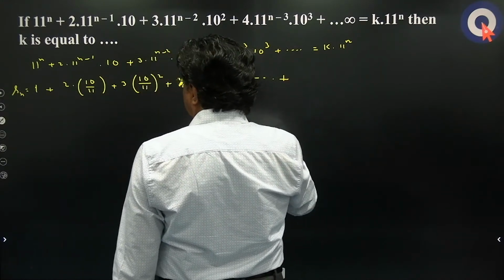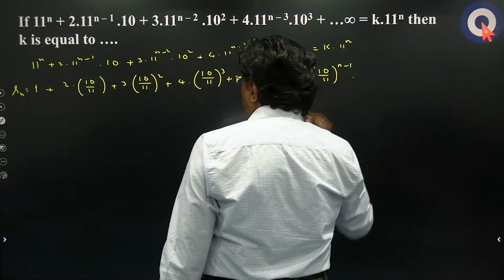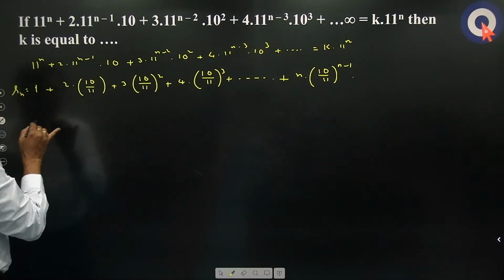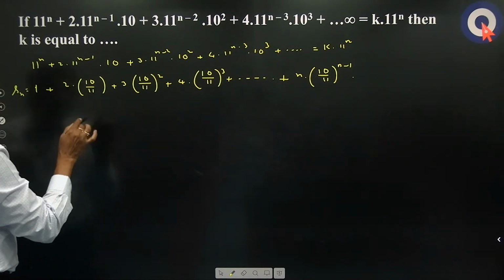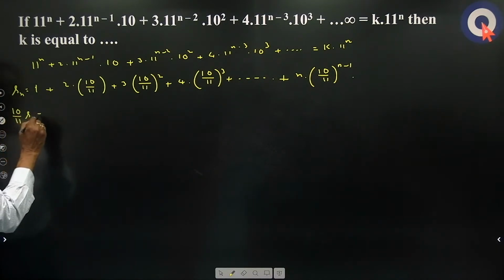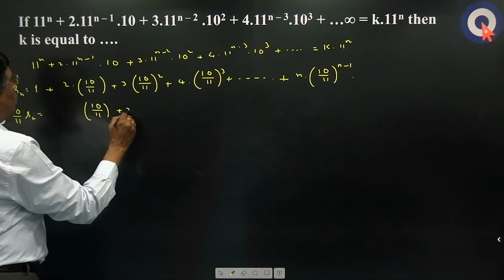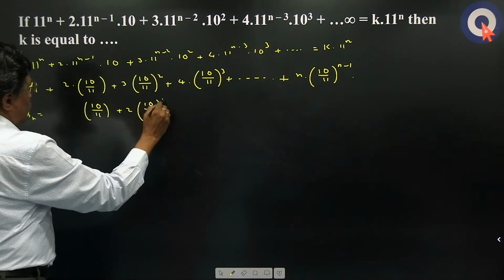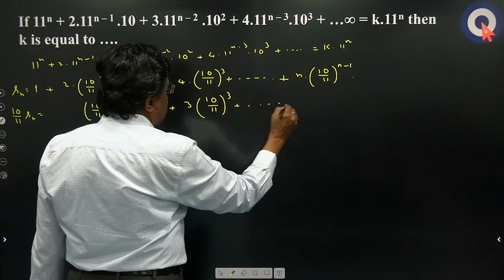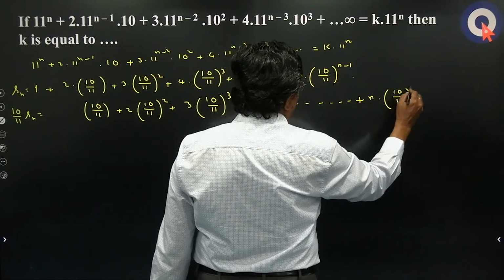The nth term is n into (10/11) whole power n minus 1. So you can at once see that this is an arithmetico-geometric progression. Therefore, identify the common ratio of the GP part, which is 10/11, and multiply Sn with that. (10/11) Sn is equal to 10/11 plus 2 into (10/11) whole square plus 3 into (10/11) whole cube plus so on, plus n into (10/11) whole power n.